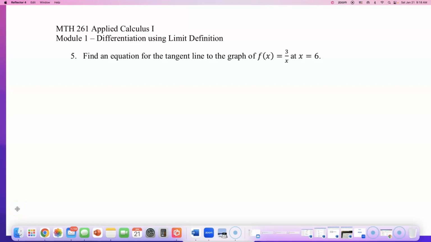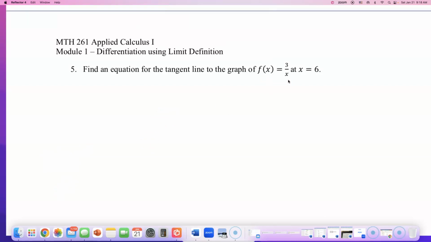We're finding an equation for the tangent line to the graph of f of x equals 3 over x at x equals 6. Whenever we write an equation of a tangent line, we need x, y, and m. So let me write those down. We know what x is. They gave us x is 6. I need to know what y is, and I also need to know what m is. Once we find these three ingredients, we're going to plug them into the point slope form.